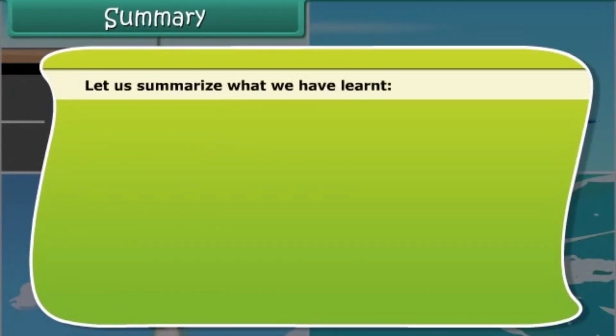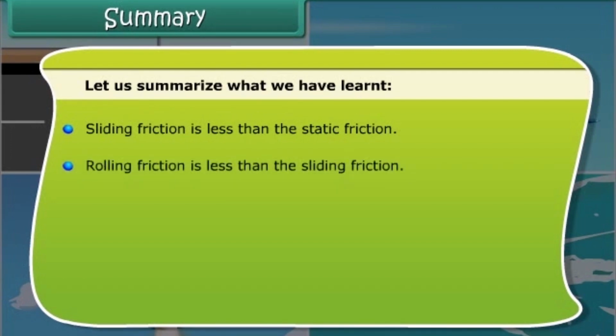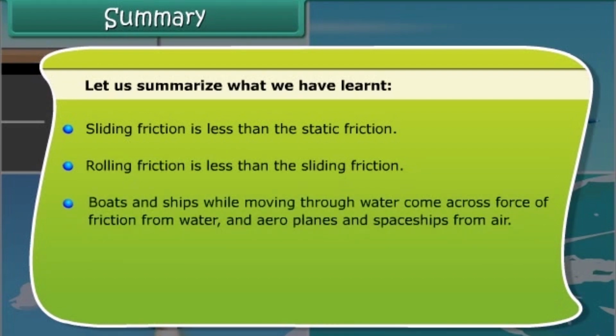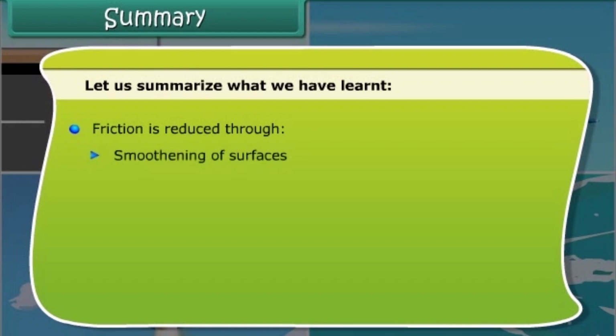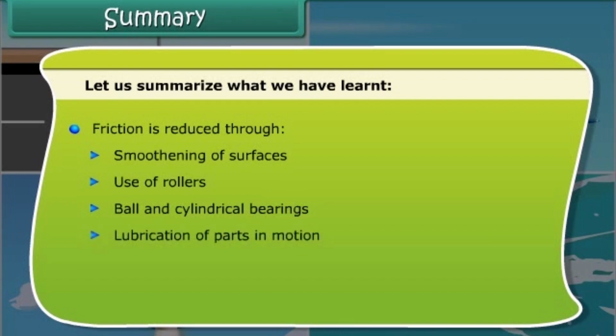Summary. Let us summarize what we have learned. Sliding friction is less than the static friction. Rolling friction is less than the sliding friction. Boats and ships, while moving through water, come across force of friction from water, and aeroplanes and spaceships from air. Force of friction results in wear and tear of the surfaces in contact and in generating heat. Friction is reduced through smoothening of surfaces, use of rollers, ball and cylindrical bearings, lubrication of parts in motion, and streamlined shape of vehicles.